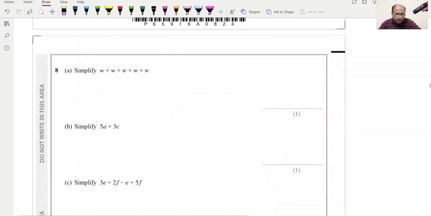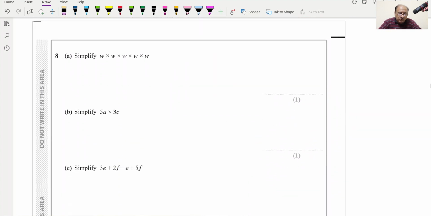Hopefully you got this. Now question number 8. Question 8 says simplify this one. So powers will be added when bases are being multiplied. So w raised to power 1, 2, 3, 4, 5. So w raised to power 5, 1 mark part. Now we have to simplify this. So 5 into 3 will be 15, and ac, so 15ac will be the answer.